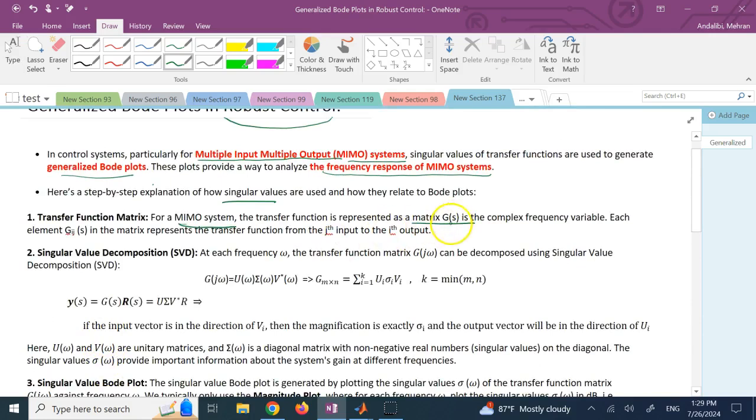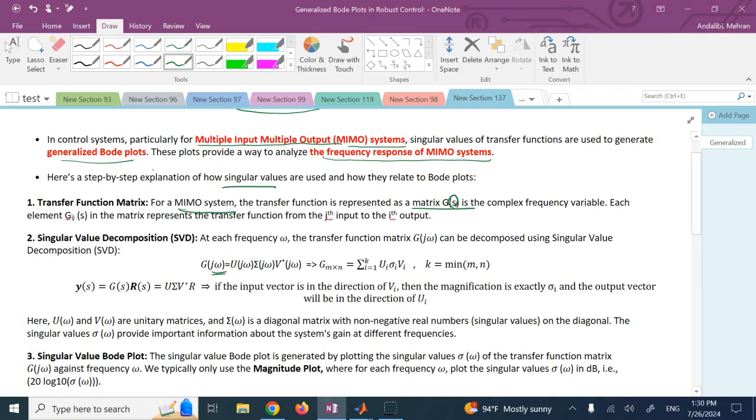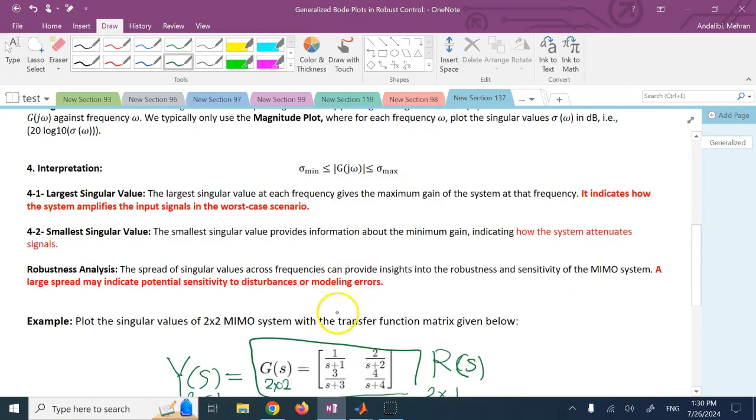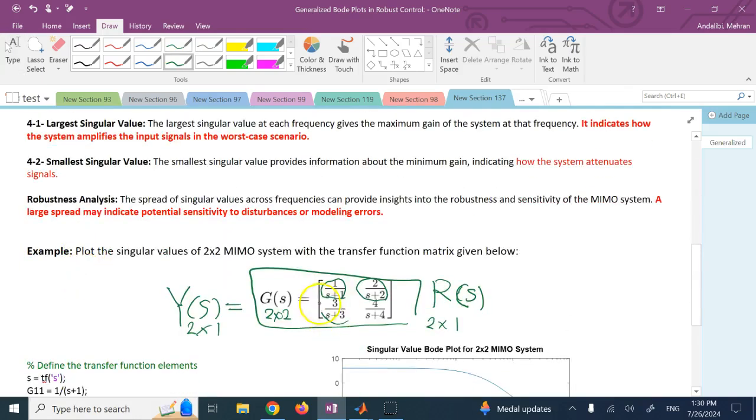Then each one of these G's, you can replace their s with j omega, just like you did for a Bode plot. And once you do that, then at each specific frequency, each one of these components of this transfer function will be a complex number. And so your transfer function will be a complex matrix.